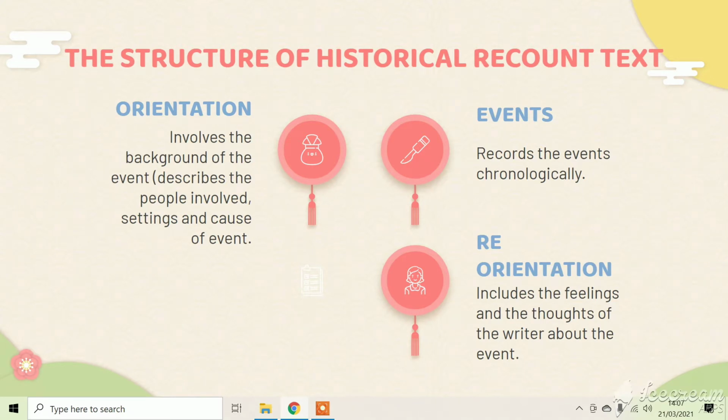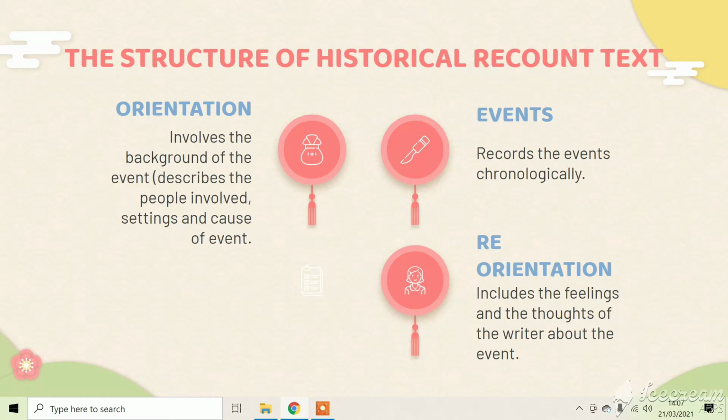Orientation. It involves the background of the event, describes the people involved, settings, and cause of the event. So remember, in orientation, we have to write the background of the historical event that happened in the past. We describe the people involved in the event, and then the setting of place, and setting of time, of course, and the cause of the event.